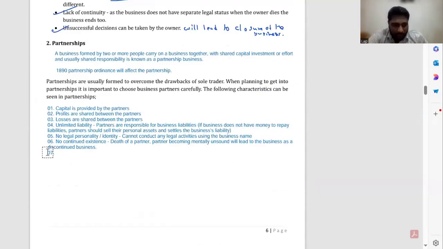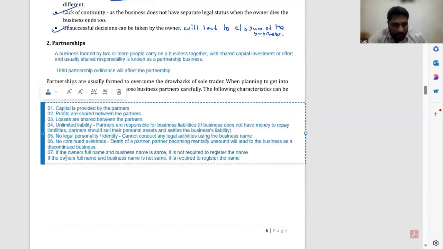If the partners' full names and the business name are the same, it is not required to register the name. If the business name does not include all the partners' full names, and not only one person's, all the partners' names should be there, it is required to register the name.